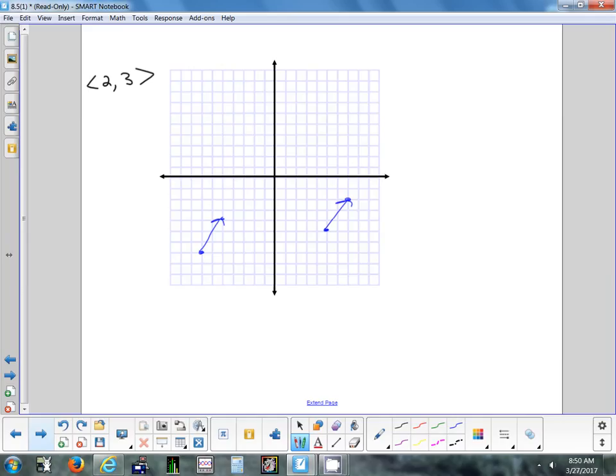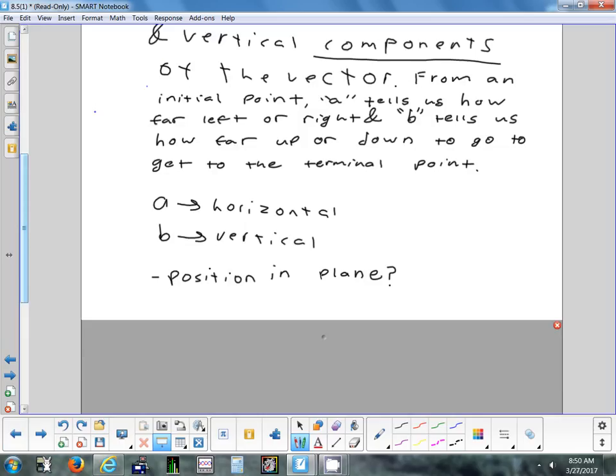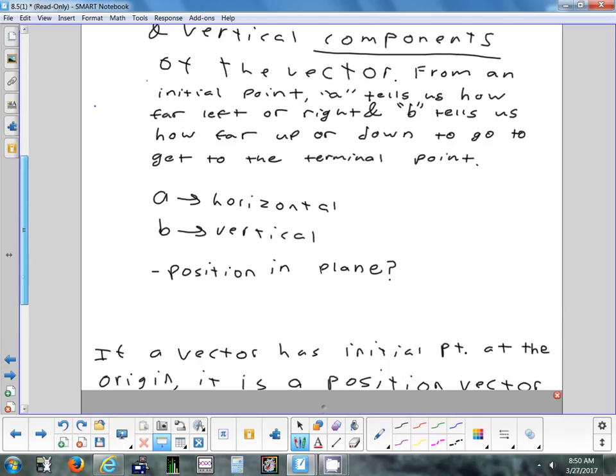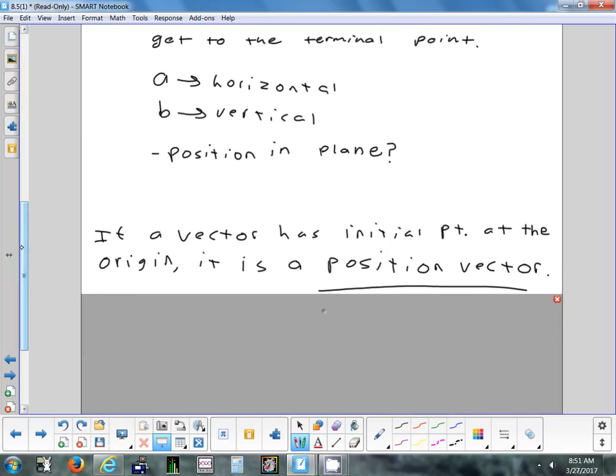Where do you think a common place to start is, though? Yeah, a lot of times we start from the origin and go from there. Okay, so if your initial point is at the origin, we call that a position vector. So my question here is, this notation doesn't tell you the position to put the vector in the plane. But if you're given a choice, start from the origin.